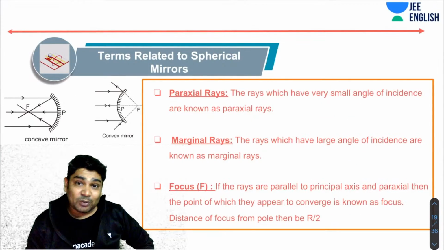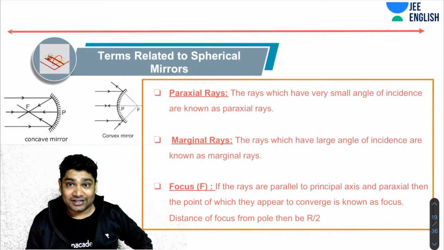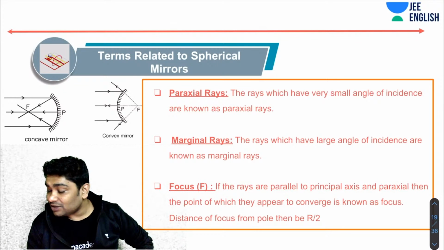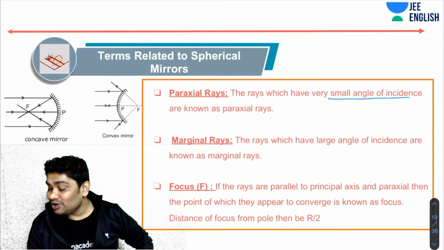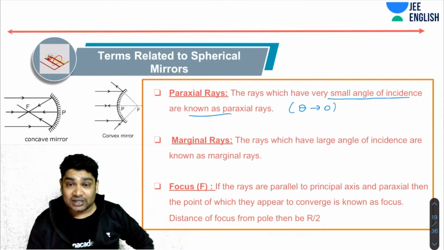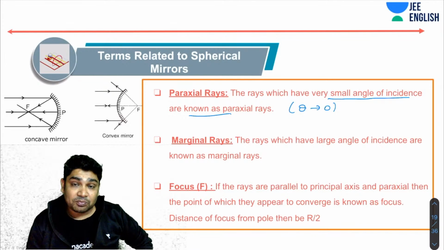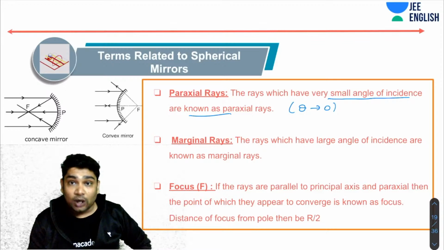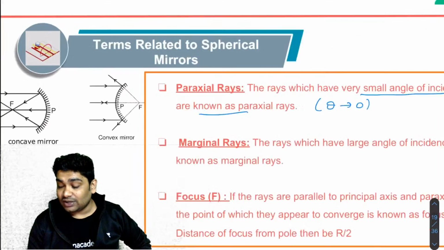First we'll talk about paraxial rays and marginal rays. What are paraxial rays? Paraxial rays are the rays which have very small angle of incidence. So these are the rays where theta tends to 0. That is what we were talking about, so we give them a special name: paraxial rays. Paraxial rays get focused on a point, or they appear to diverge from a single point, as you can see here.